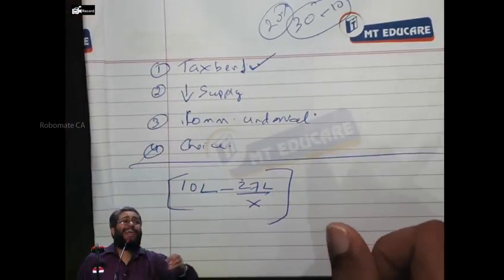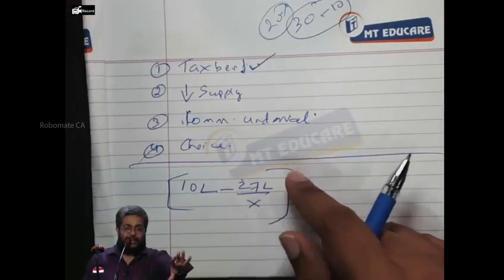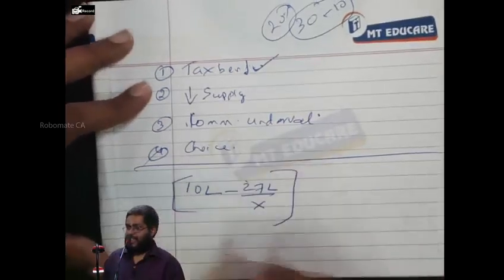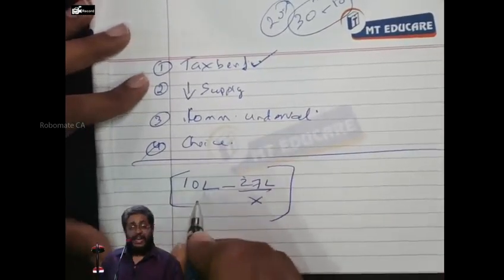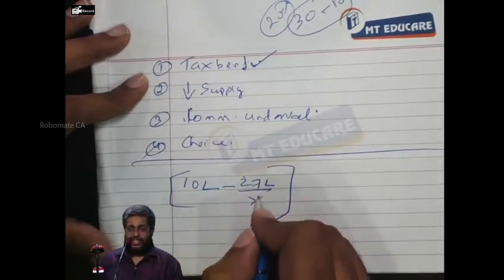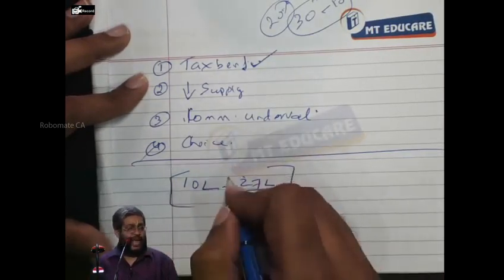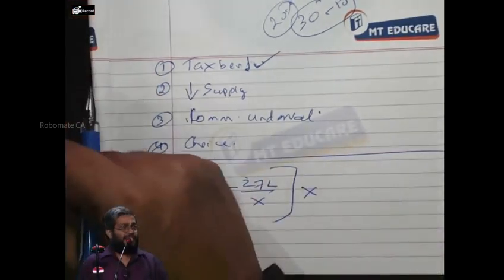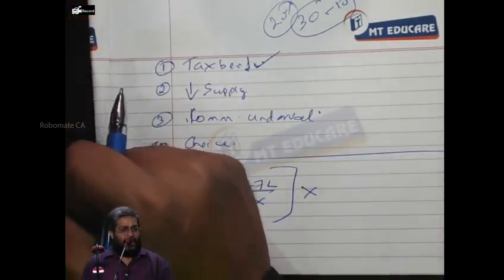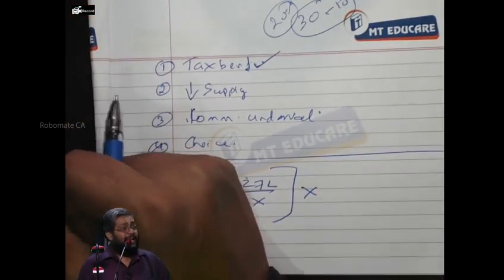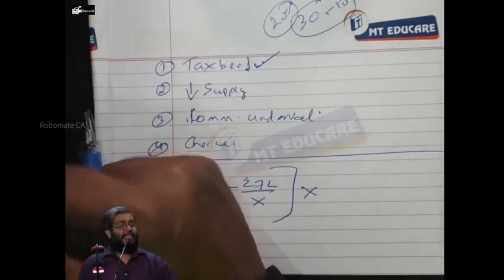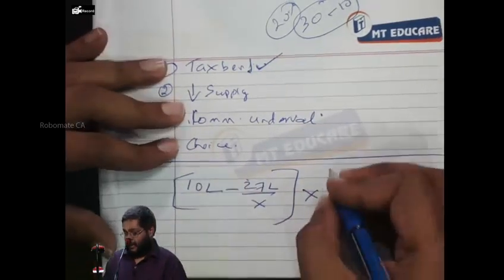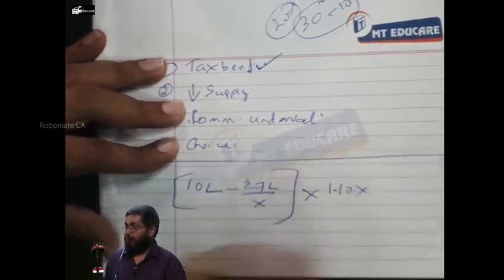Tell me, what is market capitalization? Number of shares in the market into market price per share. Yes or no? The number of shares in the market after buyback is 10 lakh shares minus 27 lakhs divided by X. Accepted or not? Now, into the market price of the share after buyback. It will not be the same buyback price of X; it is expected to increase. Since the float has decreased, demand may be more. They expect it to increase by 10%. So market price is 1.10 X. Yes or no?